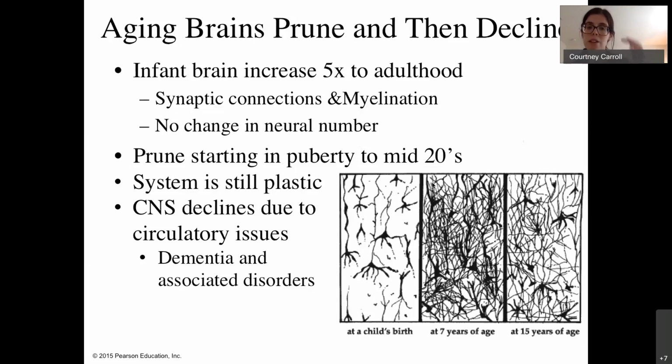Okay, so what I want you to take away from this again is that we're born with all the neurons we're going to have. Kids will increase their neural networks, their neural connections, and then we'll prune them back. And the brain system starts as very plastic, and we lose plasticity as we age. And some people develop dementia and other disorders as they age, in large part because of circulatory issues.